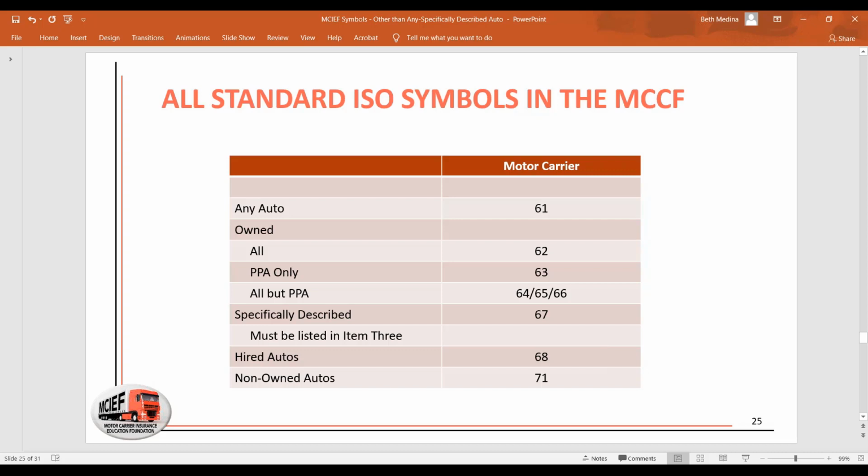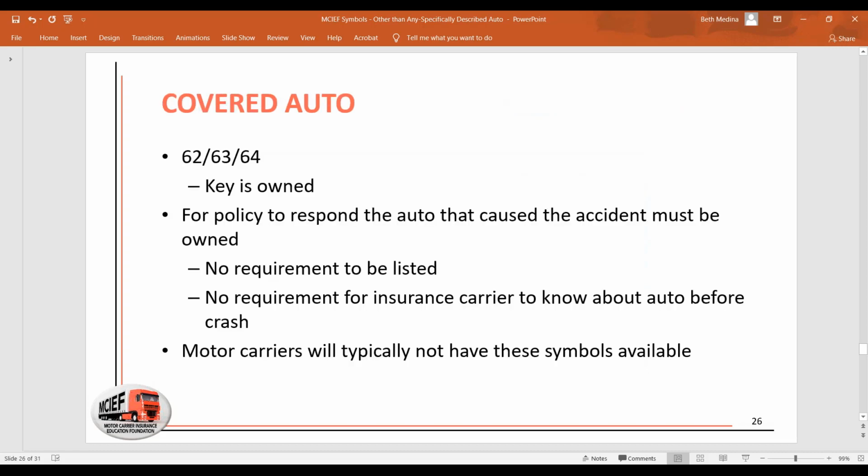The specifically described autos, we talked about them having to be required on the policy, and it must be listed there in item 3 to have coverage. And we just talked about hired and non-owned auto. So the one that we did not drill down into is these owned autos, because that's typically not addressed here, because if it's owned, the choice is to have it specifically described, not any owned. And so that's the key here.